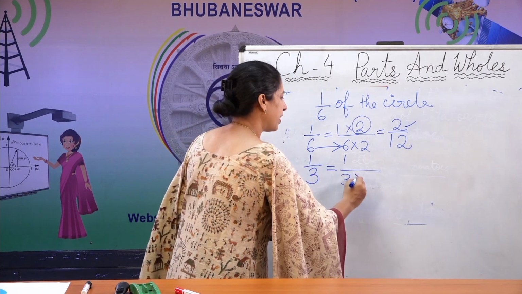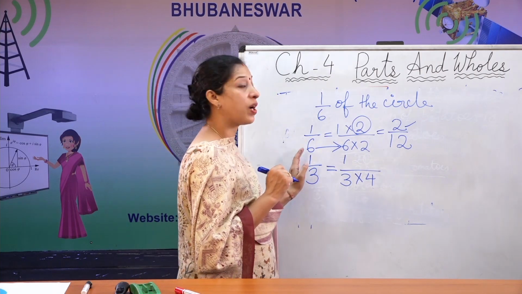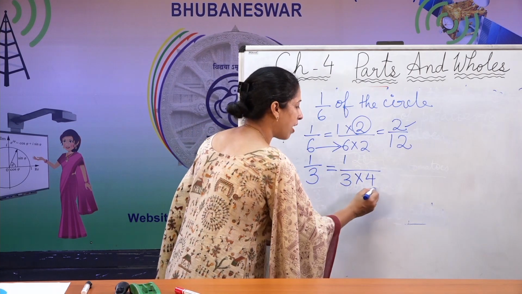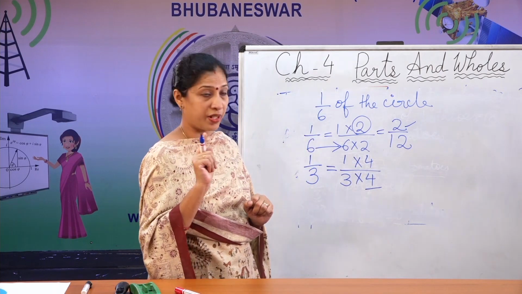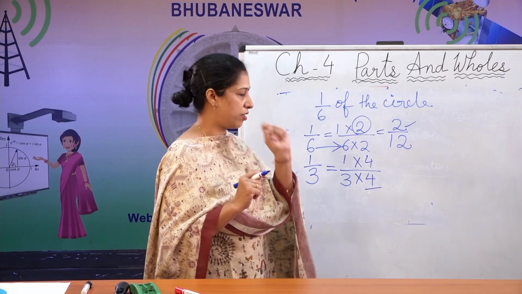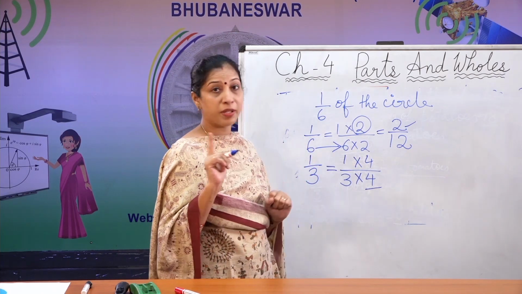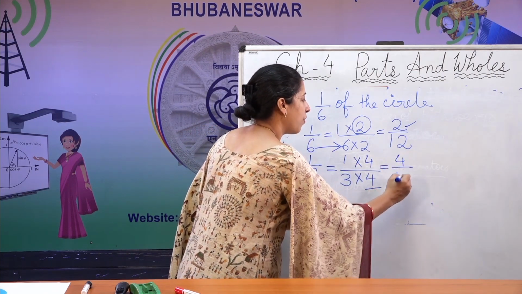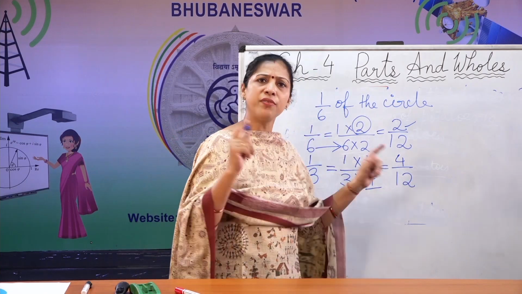Yes, you will multiply 4 in 3 to get 12. Similarly, what will you multiply in 1? The same number. The number which you have multiplied here, the same number you will multiply. You cannot multiply a different number. If you are multiplying 4 here, you have to multiply 4 here also. If you do not, it will be wrong. 1 by 3 cannot be equal to 1 by 12. So you have to multiply 4 here, 4 by 12. Now can he color? Yes, very easy. 4 parts out of 12 parts.